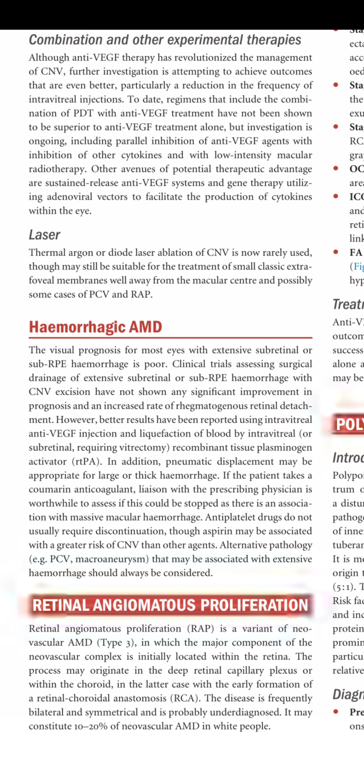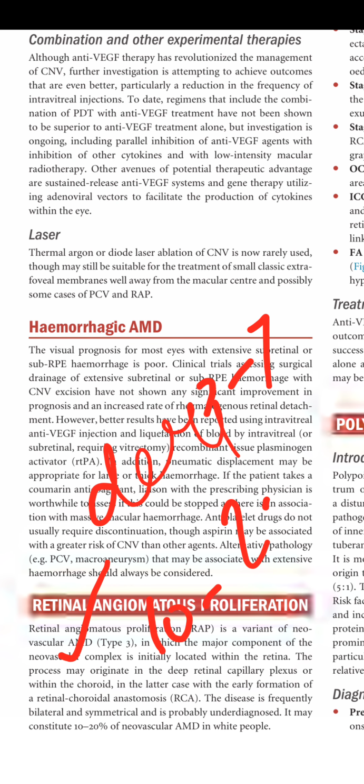The process may originate in the deep retinal capillary plexus or within the choroid. So most of the time it arises from the deep retinal capillary plexus or within the choroid, in the latter case with the early formation of a retinal choroidal anastomosis. The disease is frequently bilateral and symmetrical and is probably underdiagnosed. It may constitute 10 to 20% of neovascular AMD in white people.